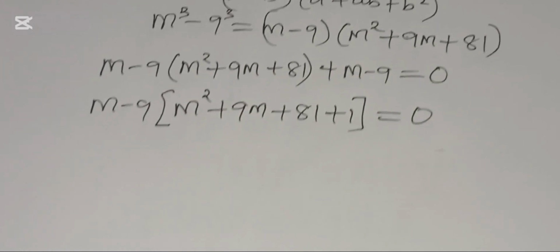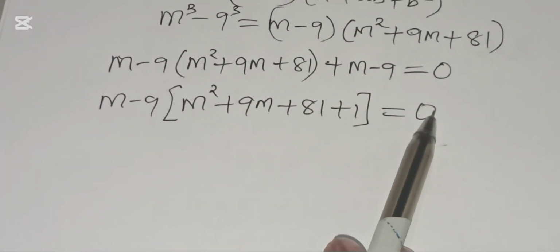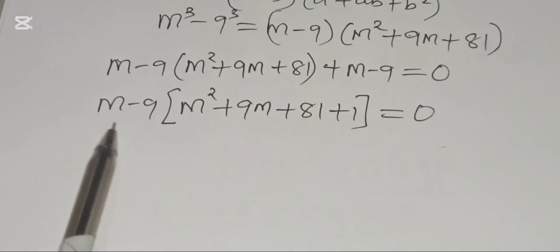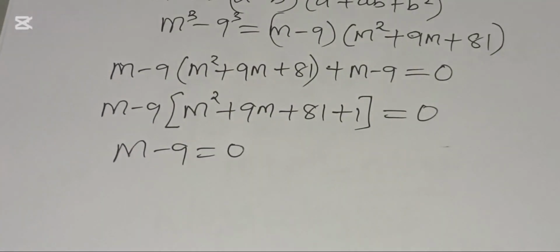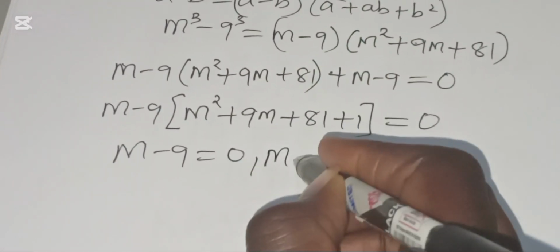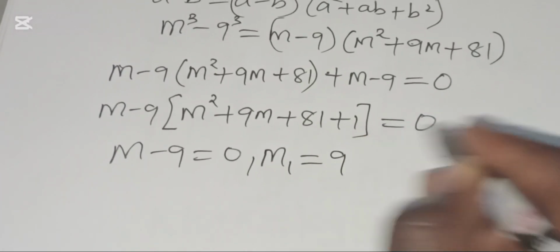Now from here you can see that we have two parts: what is in the parentheses, and m minus 9. So m minus 9 is equal to 0. This is the first part, and that shows that the first value of m, which I can call m1, is equal to 9.